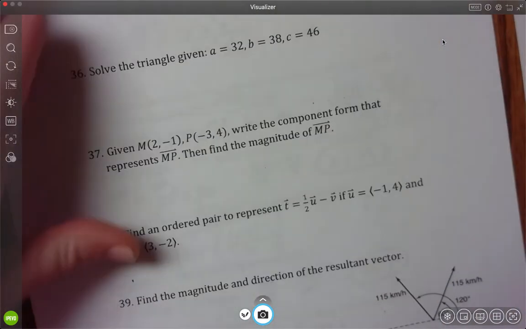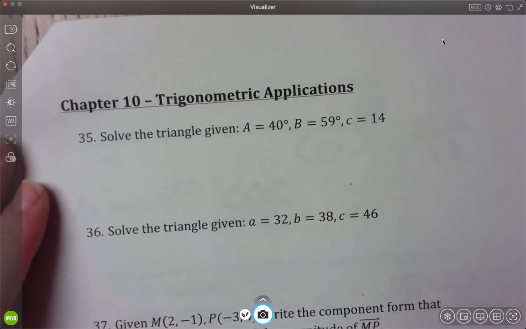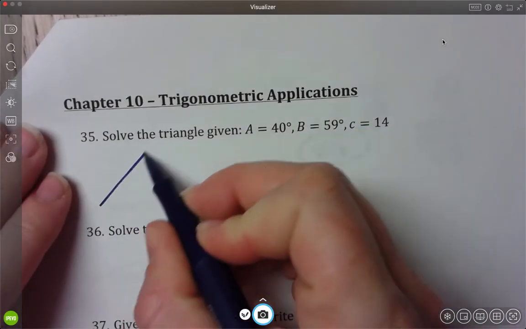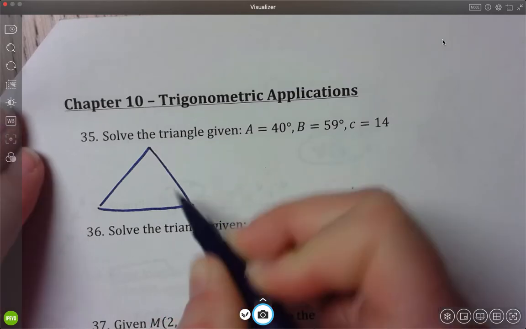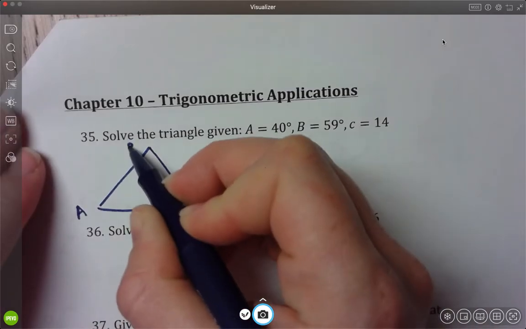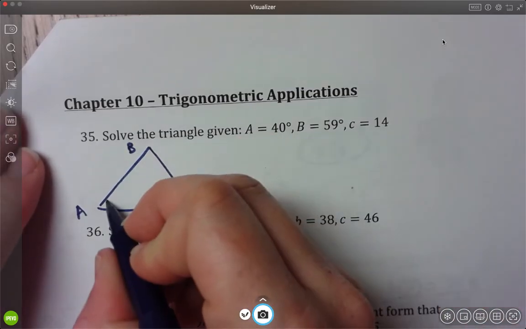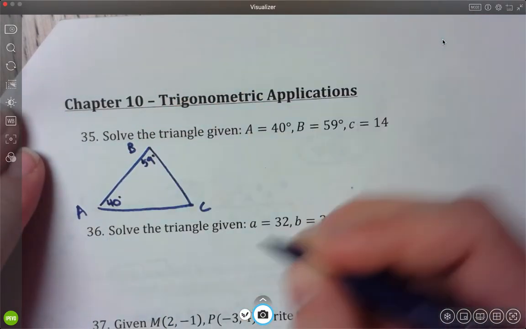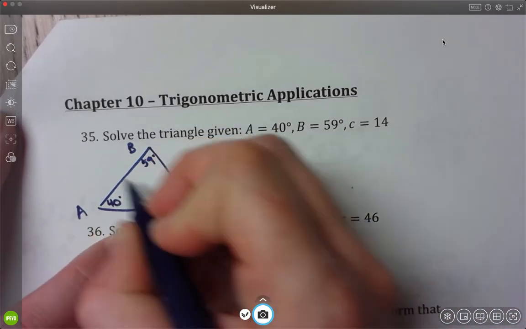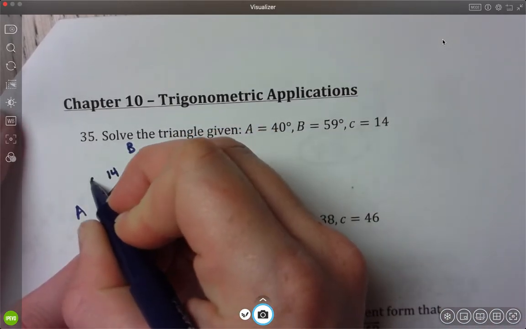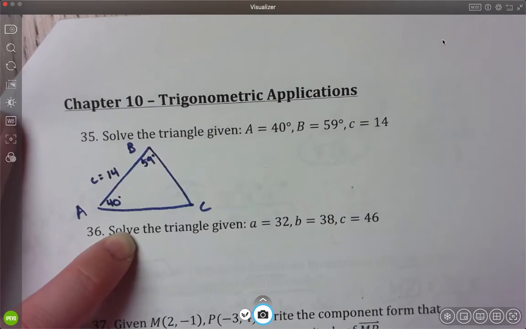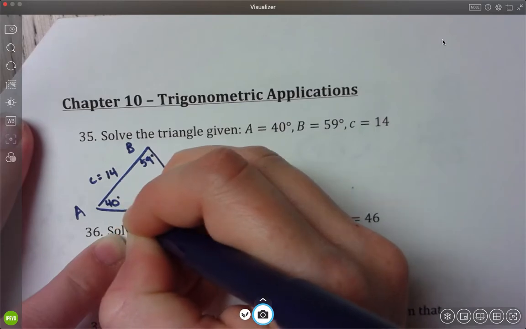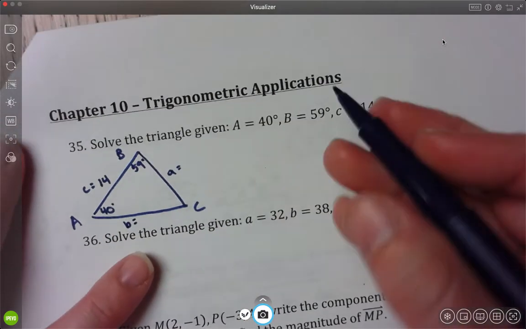35. Solve the triangle. Okay, trig applications is what this one is. So we have a triangle, and I have no idea what this triangle looks like. I'm just going to write out what A, B, and C are. A is 40 degrees, B is 59 degrees. They don't tell us C, but they tell us little c is 14. So this side has to be 14 because it's opposite capital C. This side is going to be lowercase a, this one lowercase b, and they want us to solve the triangle. So that means find everything that's not already there.